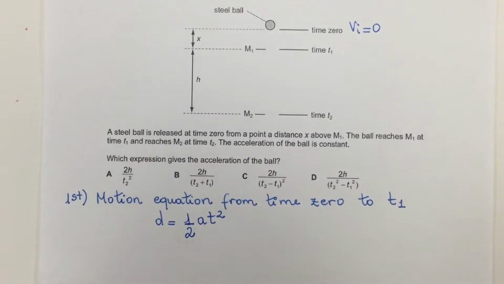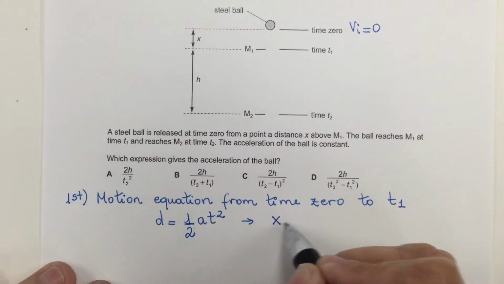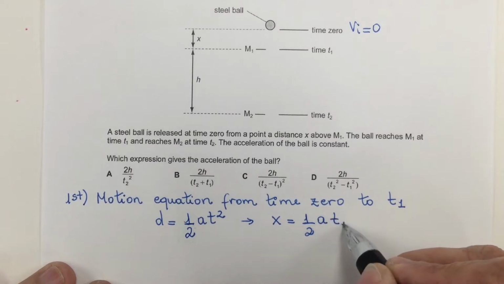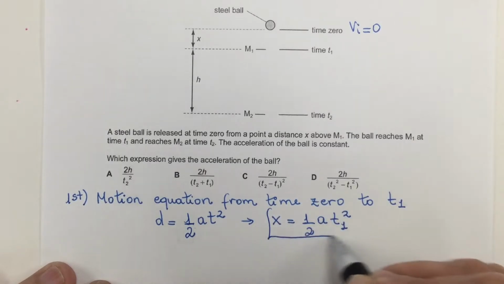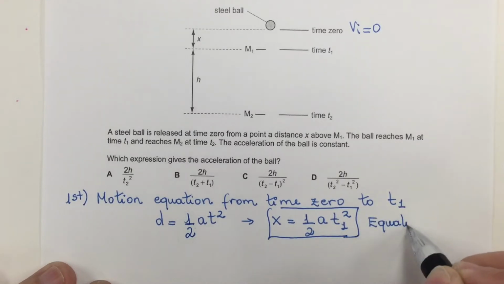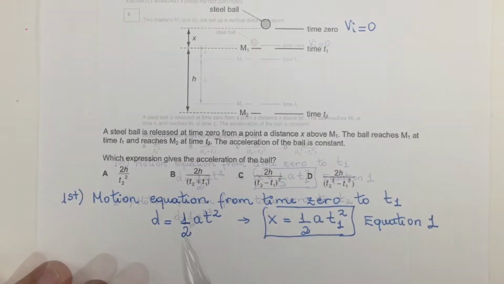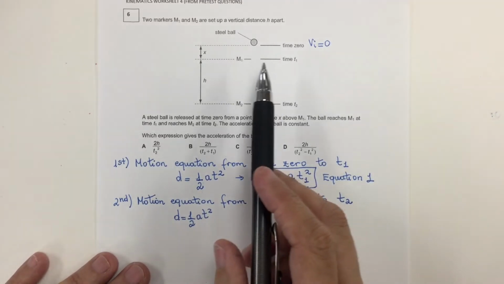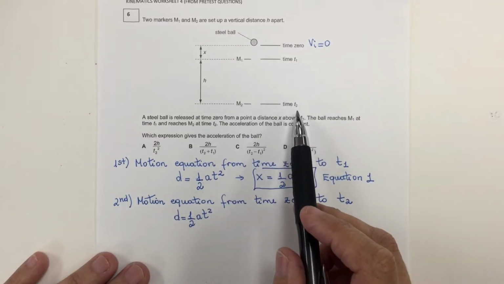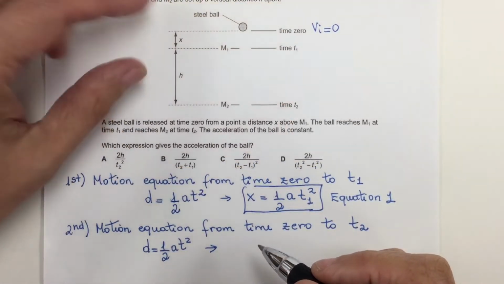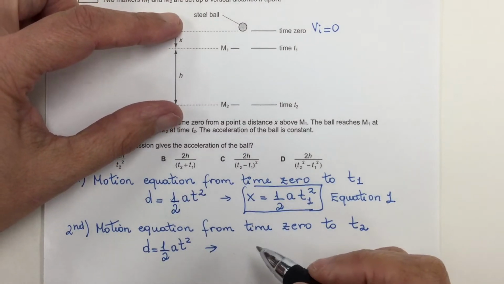I'm going to replace things here. My d here actually is my x. So x is equal to half a t1 squared. Let me call this equation 1. Following the same step, I'm going to find the motion equation from time 0 to t2. My distance here from 0 to t2 is x plus h.